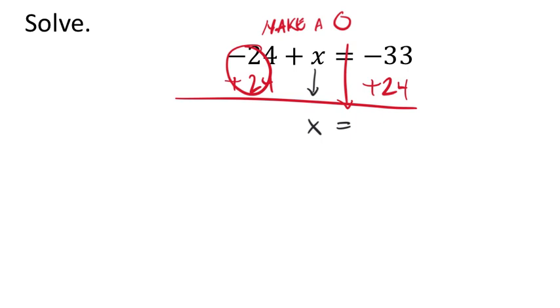Negative 33 plus 24, there's more negatives than positives. They're opposite signs. And we take the big number and subtract the small number. To make that 13 minus 4 is 9. 2 minus 2 is 0. And we get negative 9.